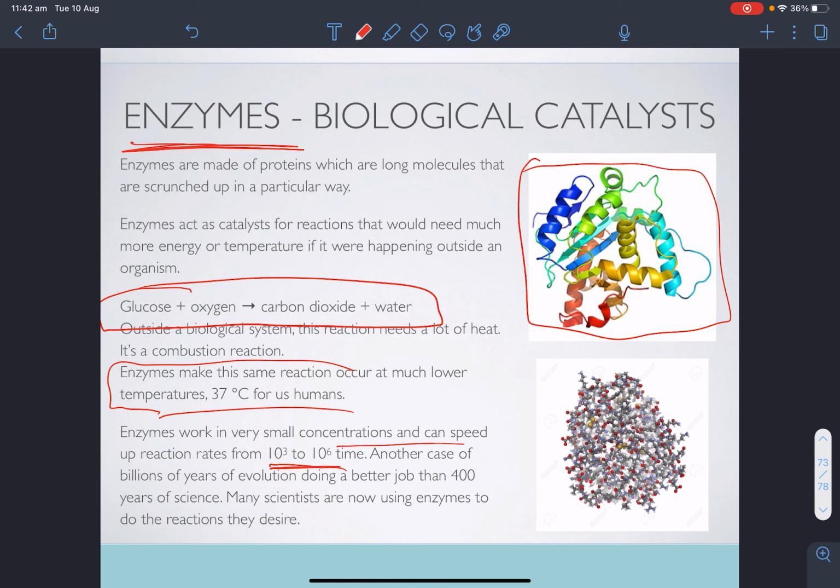So many scientists are looking into using enzymes to do the reactions they desire, because nature has had its 4 billion years to do a really, really good job. All right, so there's an application of catalysis in living things.